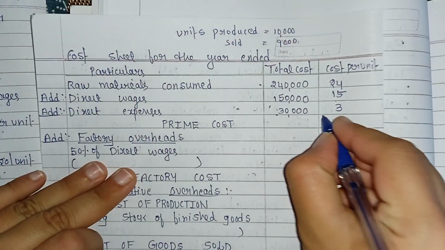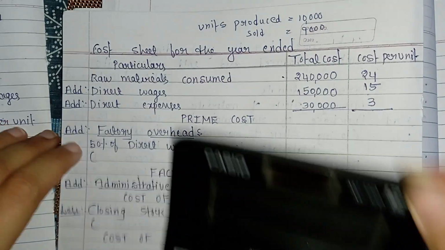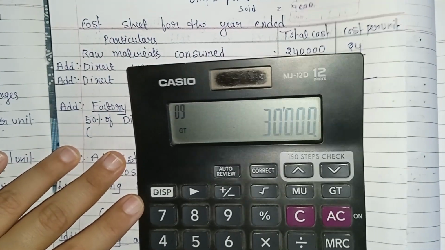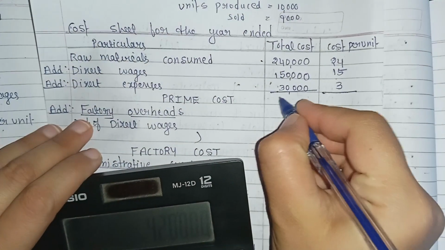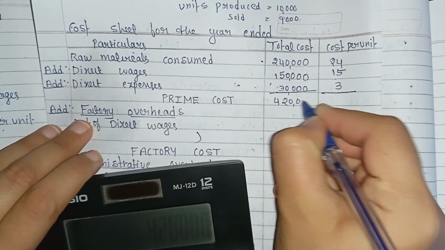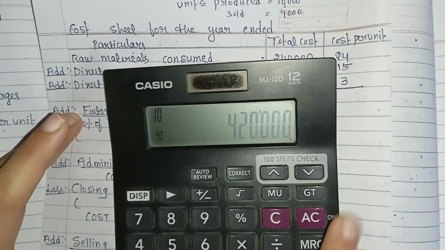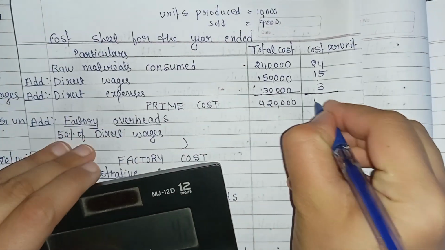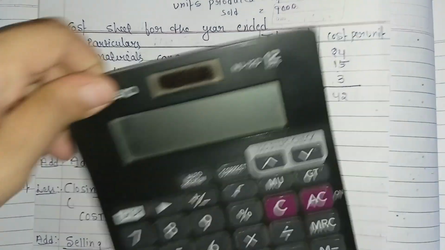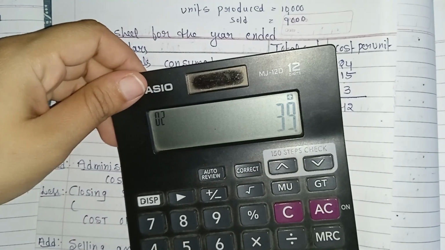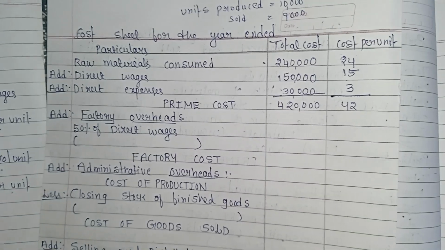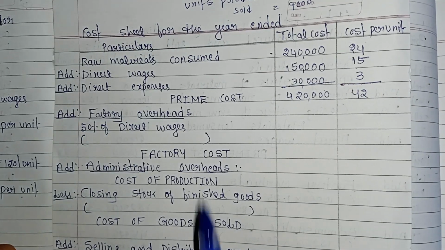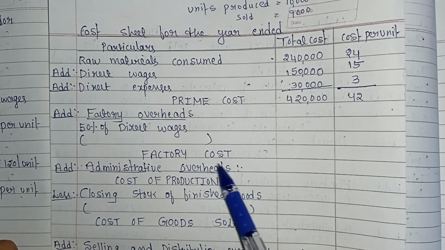So now add 2,40,000 plus 1,50,000 plus 30,000, that is equal to rupees 4,20,000, our prime cost, divided by 10,000, that is equal to rupees 42. Otherwise add 24 plus 15 plus 3, that is equal to 42. Clear? Now after prime cost we have to arrive at factory cost.